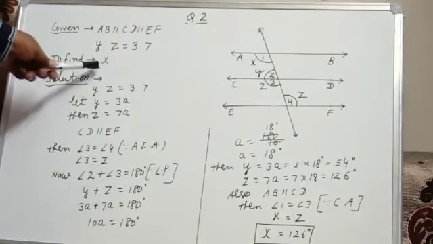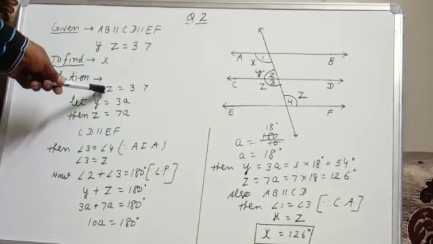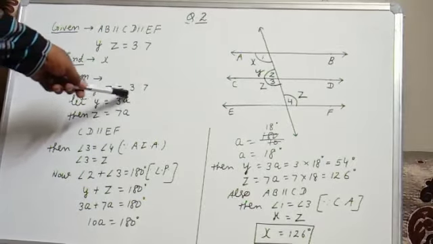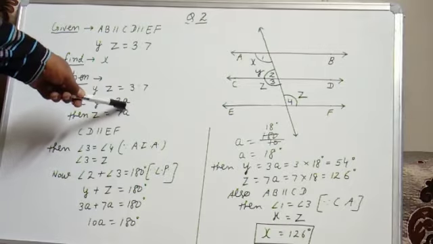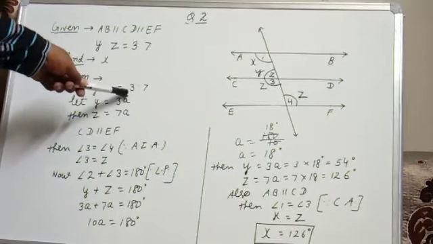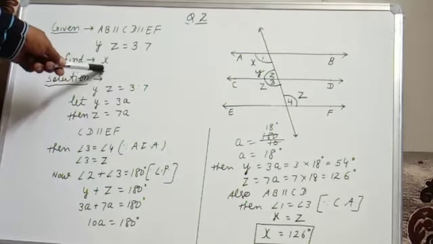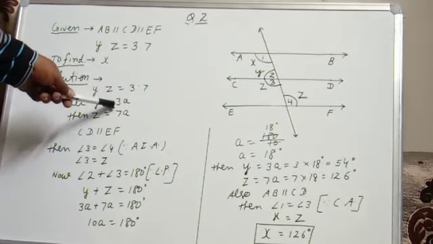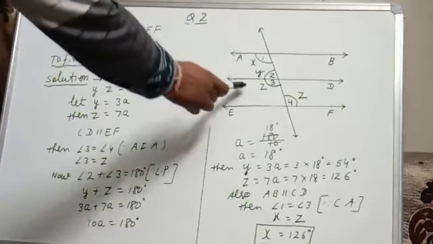So we want to find out the value of x. Whenever a ratio is there, we will start the question with the ratio. So y ratio z is 3 ratio 7. So we can write y equal to 3a. We will not write x here because x we want to find out. Generally for ratio we use x, but here we will not write x because x we want to find out. So y is 3a, then z will be 7a.